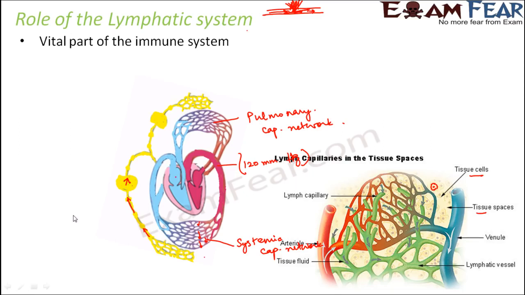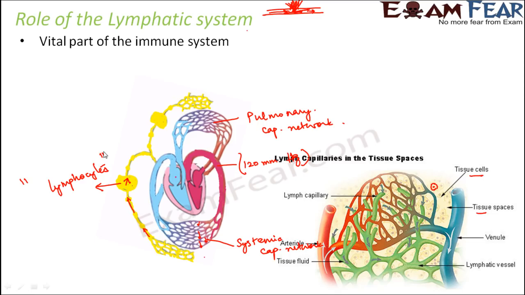What happens at the lymph nodes? As I said, lymph nodes are the places where there are specialized WBCs, that is the white blood cells, which are called lymphocytes. You remember we spoke about the different types of white blood cells. We talked about monocytes, lymphocytes, neutrophils, eosinophils, basophils. They were all types of WBCs. So that type of WBC which is present in the lymph nodes is known as lymphocytes.